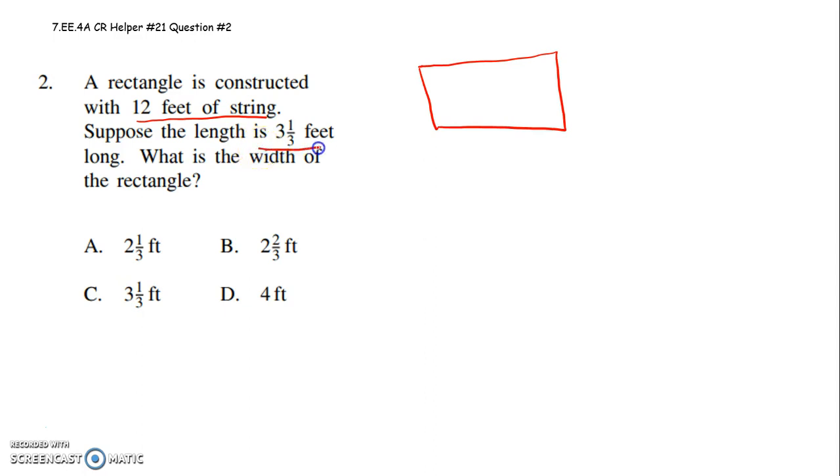Suppose the length is 3 1/3 feet. So the length is 3 1/3. What is the width of the rectangle? So we're looking for the width. You know the total distance around the outside is 12 feet. So the perimeter is 12 feet.